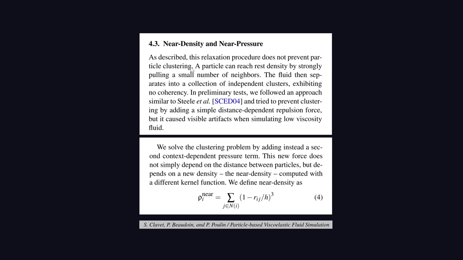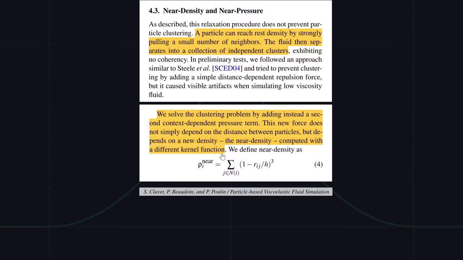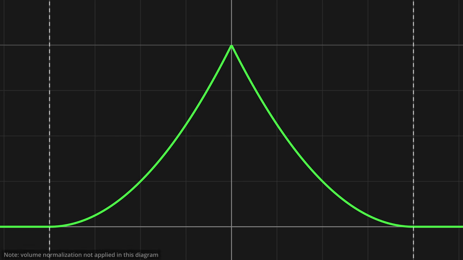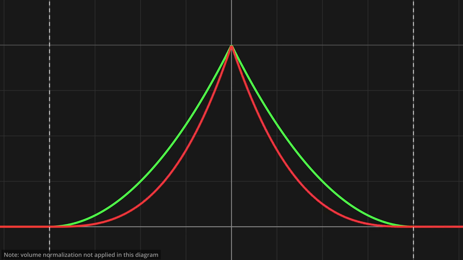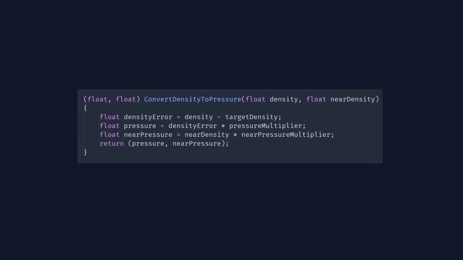So I'm going to undo that change, and instead I want to try an interesting workaround one of the papers suggested, which is to simply have a second pressure force purely for pushing apart particles that get too close together. So this is the shape of the smoothing function we're using for our density calculation at the moment, and what the paper recommends is to use another, even spikier version to calculate what they call the near density. From this near density, we calculate the near pressure simply by multiplying it by some constant, meaning that this will be a purely repulsive force.